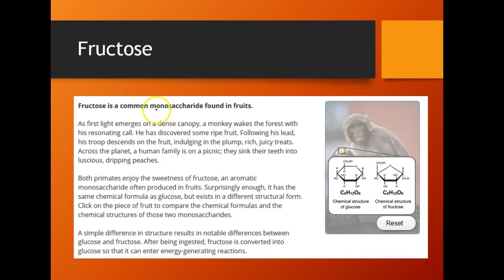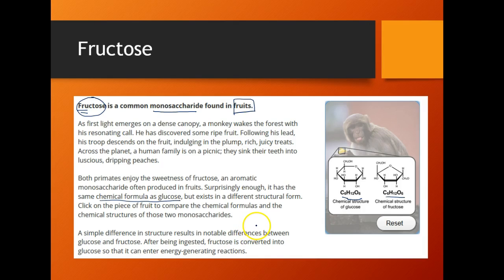Another type of monosaccharide besides glucose is called fructose. A really easy way to remember what fructose is: it starts with FRU, and fructose is actually found in fruits. Okay, so fructose has the same chemical formula as glucose, C6H12O6, but it exists in a different structural form.